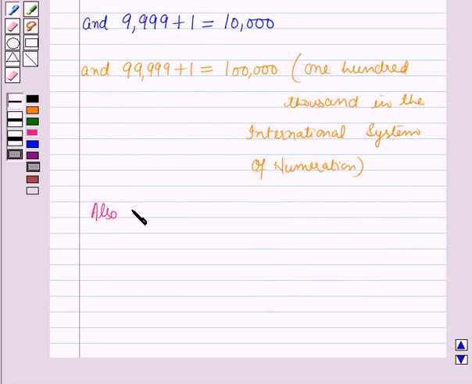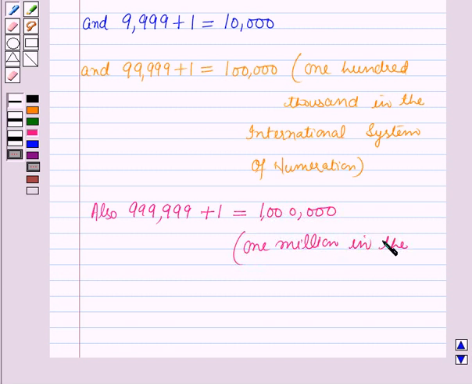Also, the greatest six-digit number, which is 999,999, plus 1 is equal to the smallest seven-digit number, which is 1,000,000 in the international system of numeration.